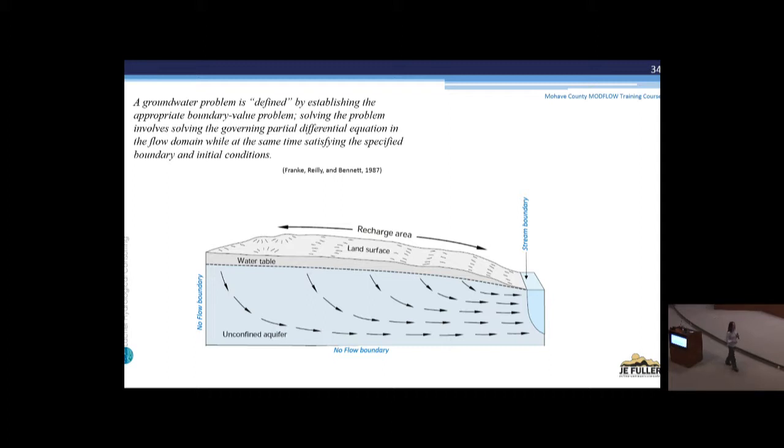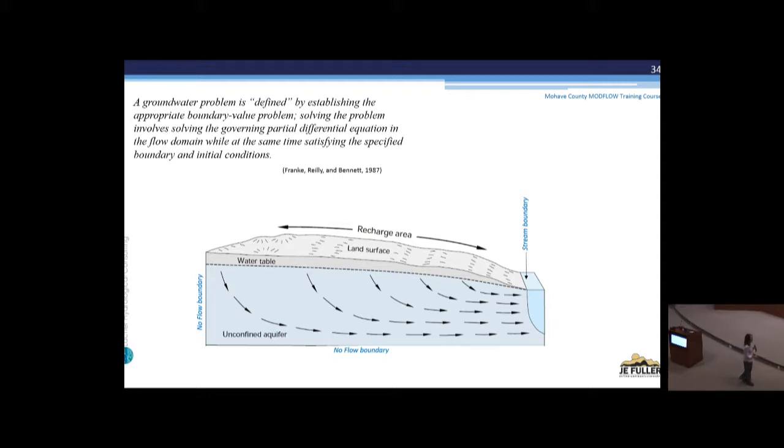When we talk about running a groundwater model and boundary conditions, it's nice to think about this statement here. A groundwater problem is defined by establishing appropriate boundary value problem. Solving the problem involves solving for the governing partial differential equation in the flow domain while at the same time satisfying the specified boundary and initial conditions. So without some limits on the equation, it can't be solved. It has to have limits, and those limits are the boundary and initial conditions.